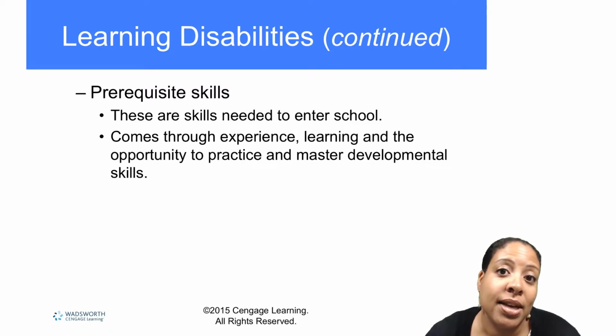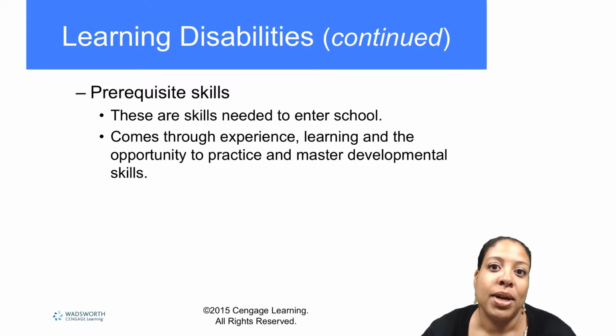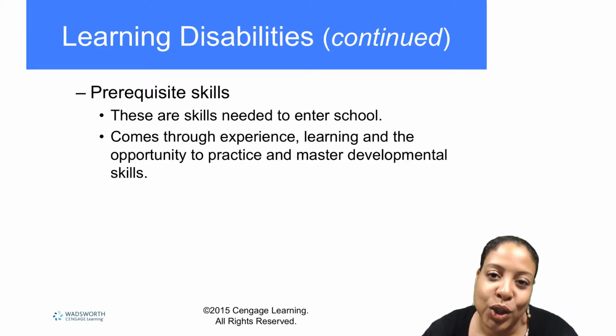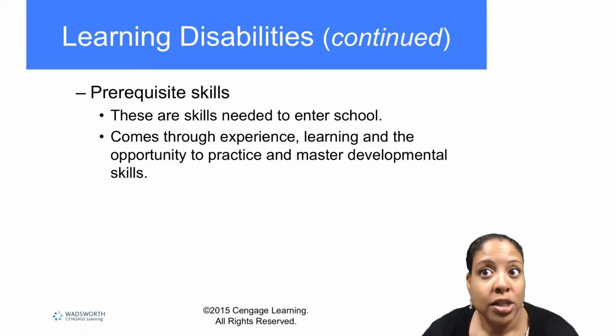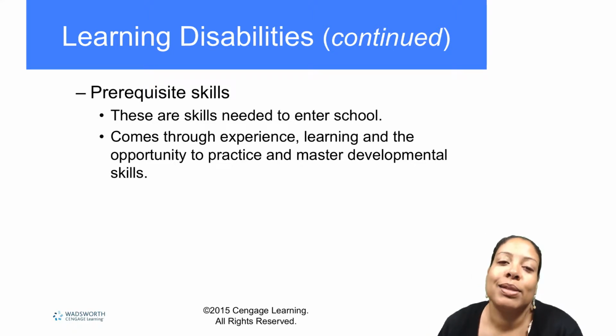Okay, so maybe things like recognizing shapes or knowing their name, being able to tie their shoes, those sorts of things would be some of the skills needed to enter school. Being able to follow directions, being able to sit at a table for short periods of time, etc. So it's not just academic skills, but it can also be social skills that would be determined school ready. So it comes through experience, learning, and the opportunity to practice and master developmental skills.